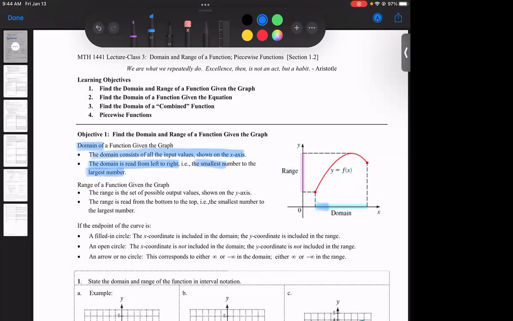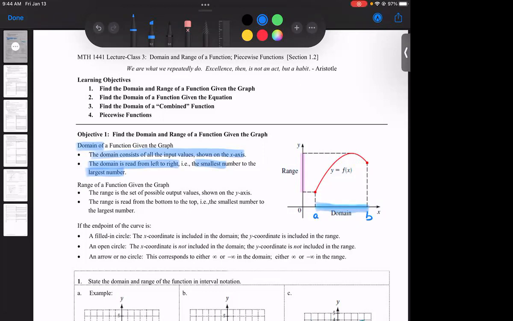So for example, right here, the domain of that red function starts where the function starts. I don't know what the point is. I'm going to call it A. A could be any number, right? It could be 1, could be 2, and then it ends at B, right? So domain from A to B.